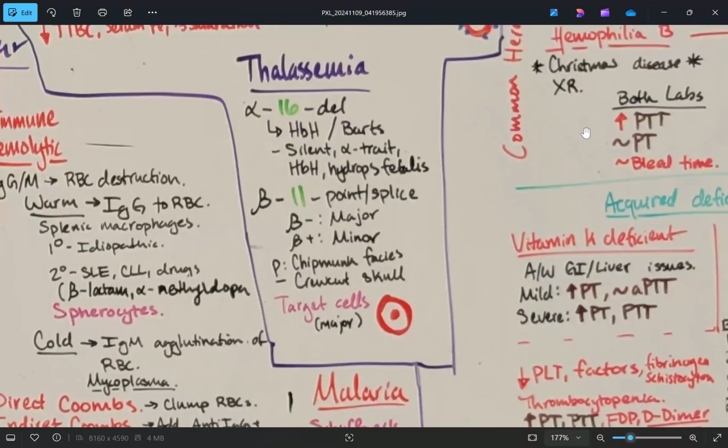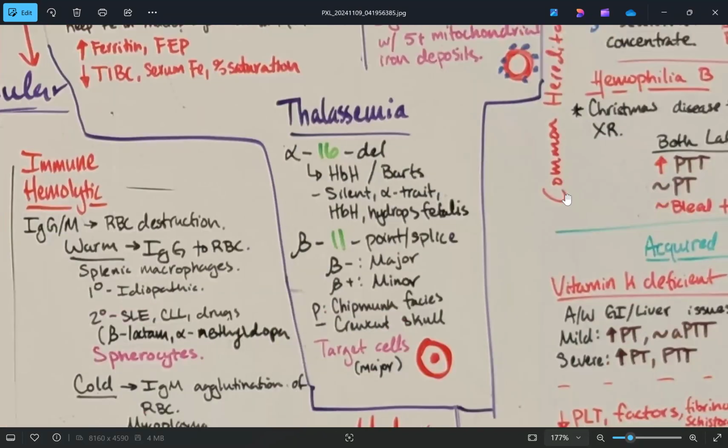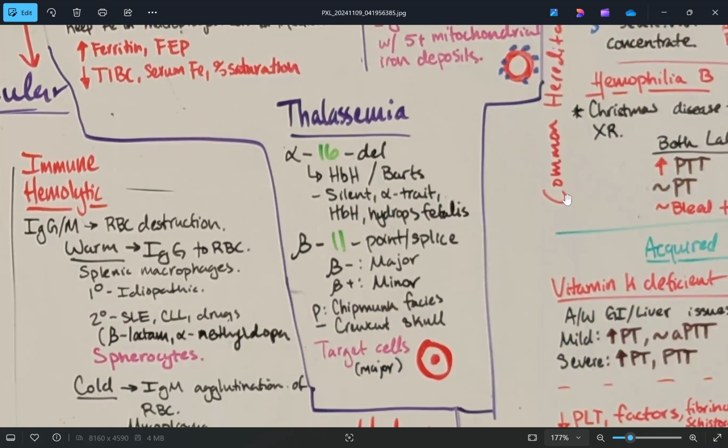In presentation, you'll have chipmunk facies as well as a crew cut skull. Crew cut skull because if you're lacking one of the hemoglobins, you're going to try and overproduce. Your spleen's not going to make enough red blood cells, so you're going to go to other weird bones, such as your skull, where you don't normally have as much hemoglobin and erythrocyte production. For histology, what you will see is target cells, and that's only on major. So you might not see anything on minor beta thalassemia.